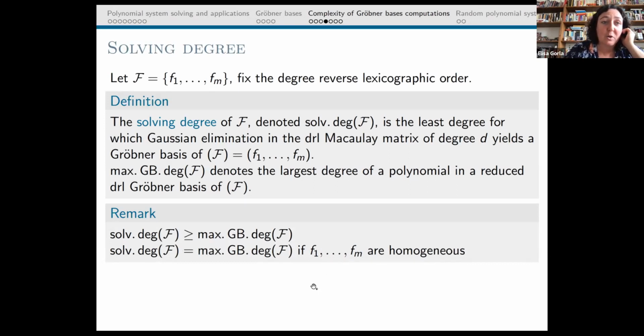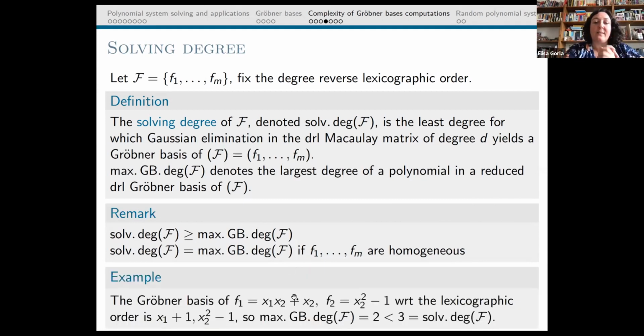But unfortunately, in cryptography, I know only one instance in which the polynomials are homogeneous. So in cryptography, I guess it's fair to say that the polynomials are never homogeneous. And so this is the situation in which you may have to compute past the degree of the Groebner basis.